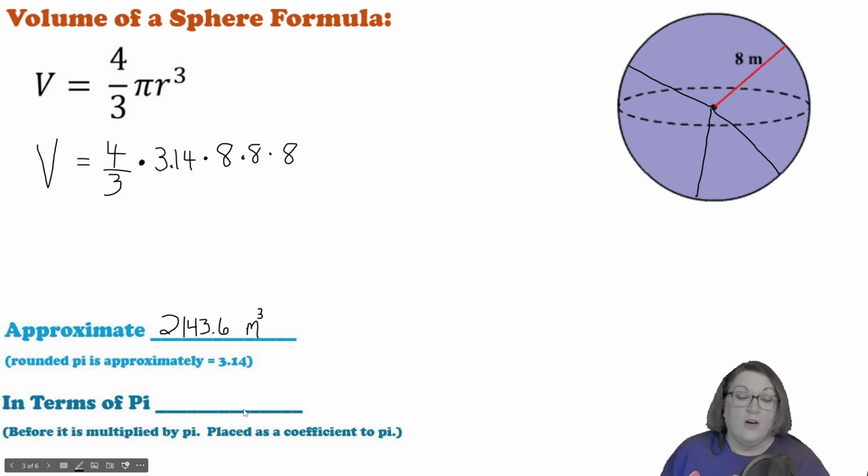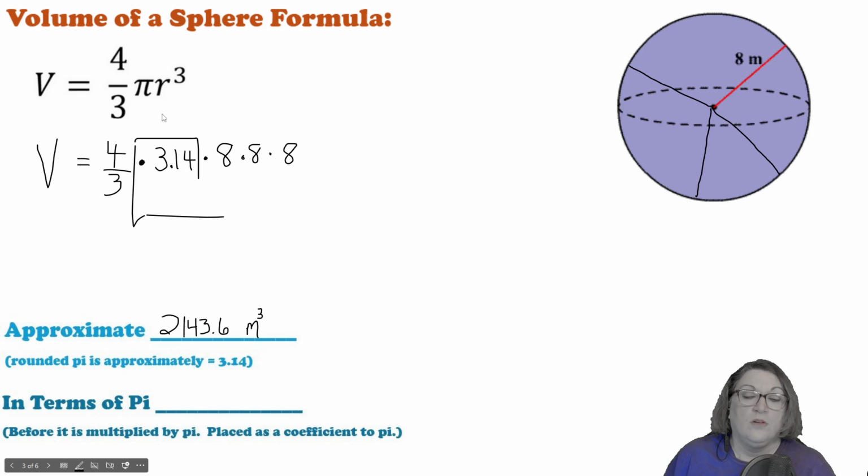Okay. Now to find the in terms of pi volume answer, we do everything that the formula says to do, but we save the pi for last. We don't do that part. So I'm going to basically not do this part right here. Ooh, I'm trying to square it out. My mouse went crazy. We're not going to do this part, this pi part. Okay. We're going to do everything else.